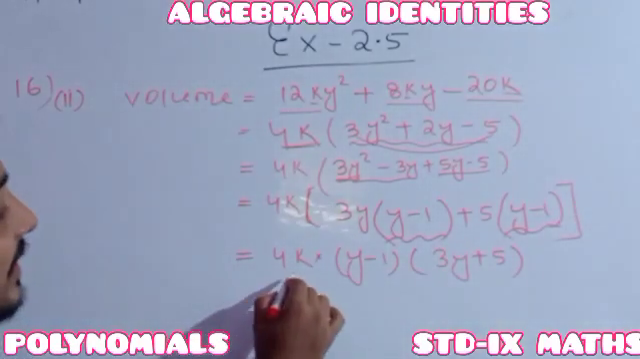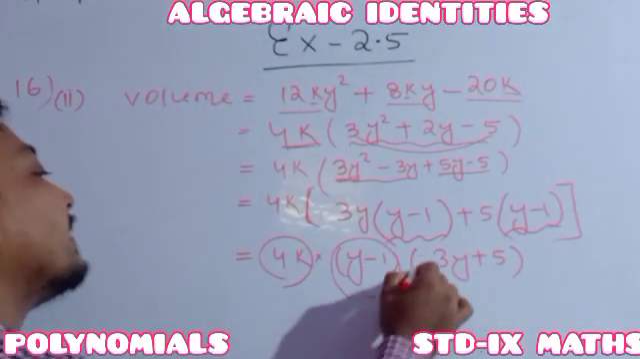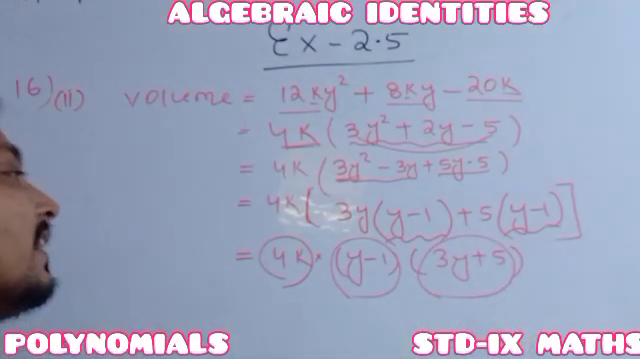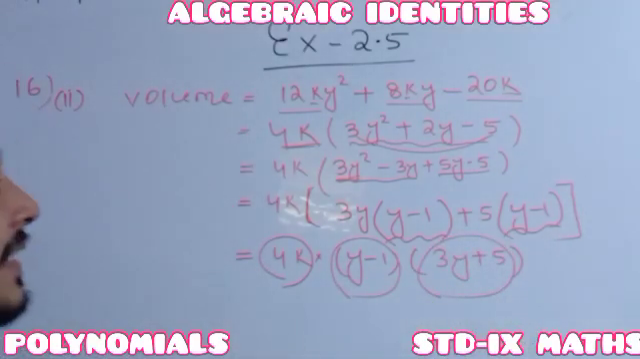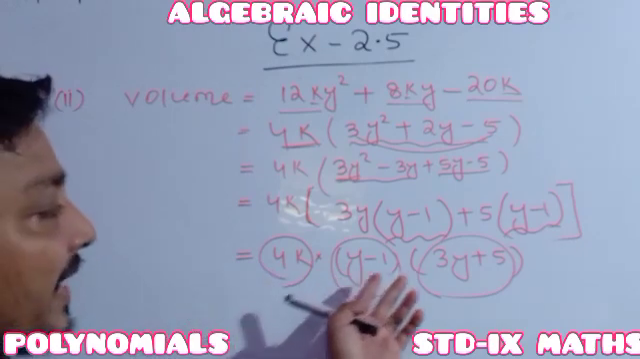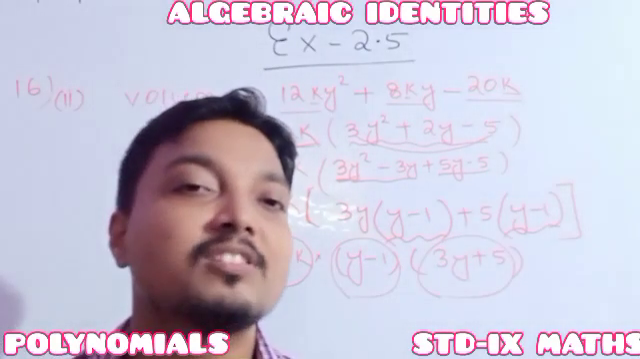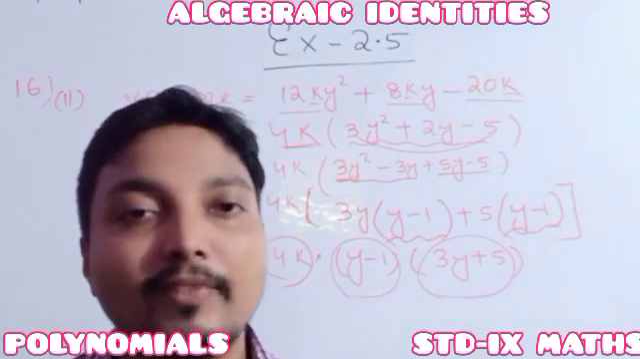So now it is clearly seen that it is the product of 1, 2, 3 factors. So the dimension of the volume is already obtained. We have expressed the volume in the factorization form and got the three factors. From them, one is the length, another is the breadth, and the last one is the height. Understood? So chapter 2 is totally completed.